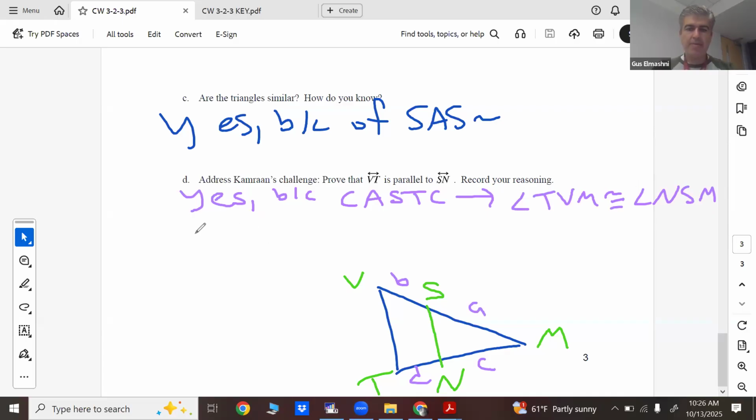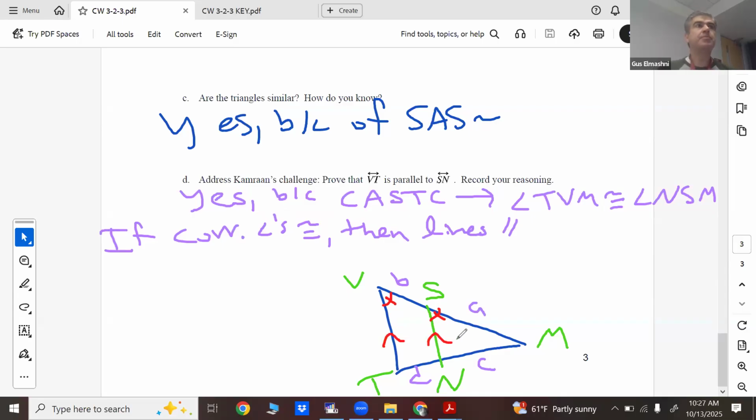And when that happens, corresponding angles congruent, then lines parallel. So since that is the same as that, then those must be parallel.